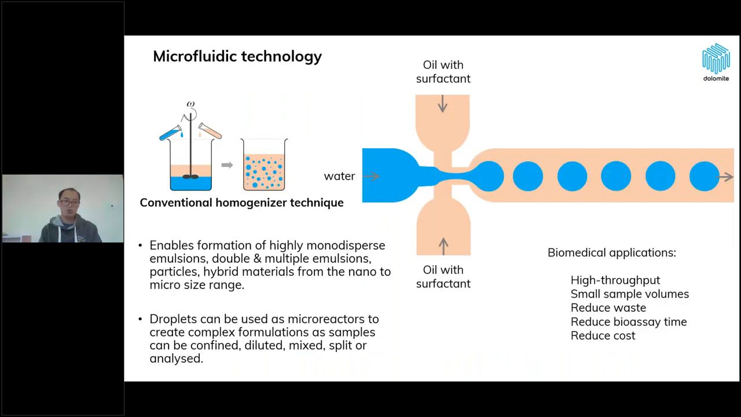As we have learned about microfluidic technology, compared to the conventional homogenizer technique, microfluidic technologies can enable formation of highly monodispersed emulsions, double and multiple emulsions, particles or hybrid materials from nano to micro size. The droplet can also be used as a micro reactor to create complex formulation samples, where it can be confined, diluted, mixed, split or analyzed. The application of microfluidics is very wide. Biomedical applications can be addressed with microfluidics with high throughput, small sample volume, reduced waste, reduced time, and reduced cost as well.